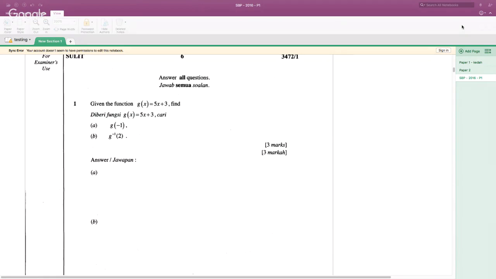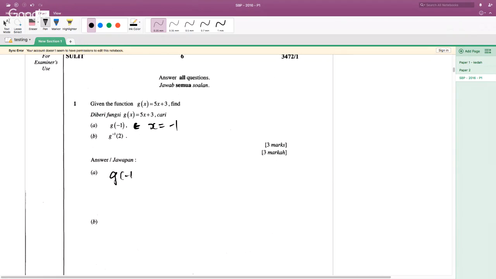All right, so this is SBP 2016 Paper 1 for MF. The first thing we do over here is functions. This 3-mark question is very easy. If you see g(-1), that means substitute negative 1 into the x, so x equals -1. All the x will just have -1 inserted into it. So you will get -2 as the answer. All right, very easy.